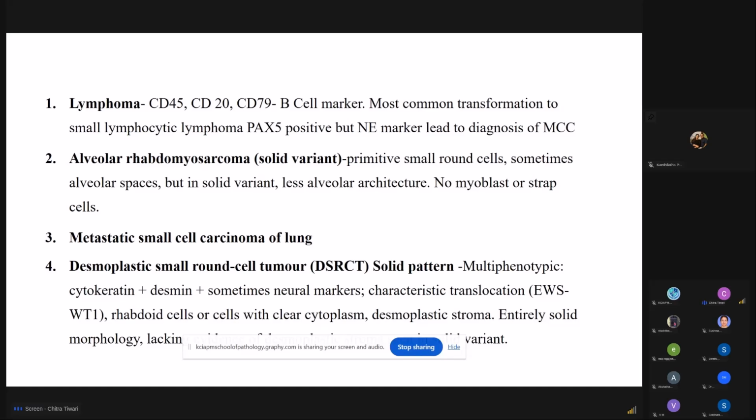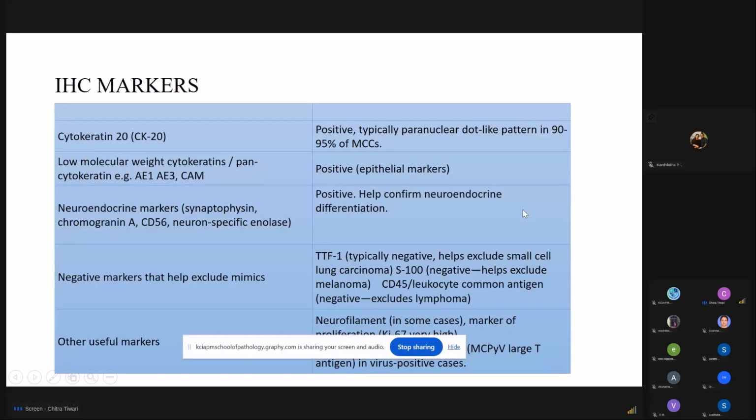Then we have metastatic small cell carcinoma of the lung, which we can differentiate on the basis of nuclear features and IHC markers. And then we have desmoplastic small round cell tumor. The solid pattern can mimic the diagnosis, but again, we don't have the rhabdoid cells here, and the IHC markers can help us differentiate it. Here are the IHC markers for Merkel cell carcinoma.